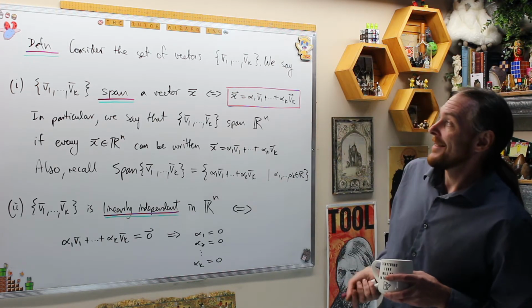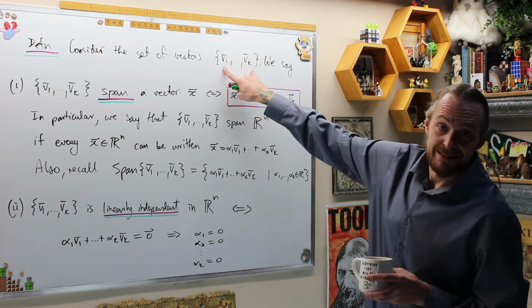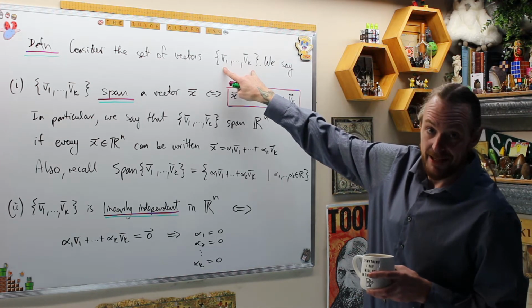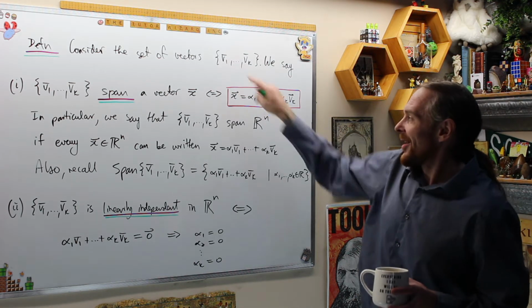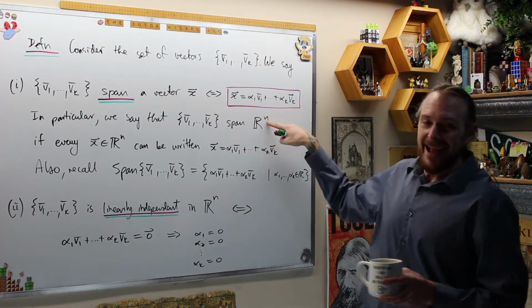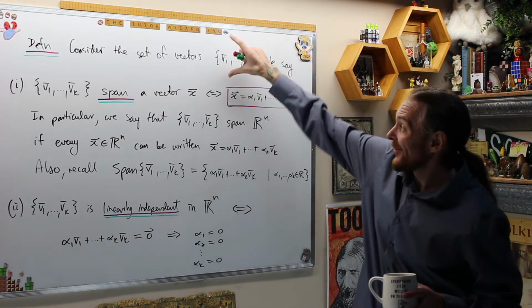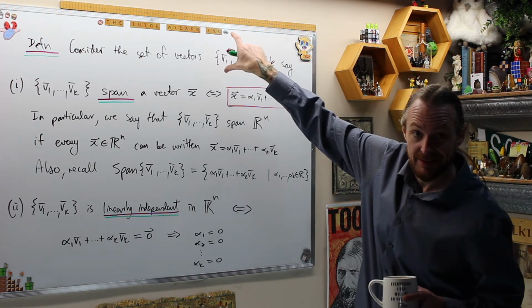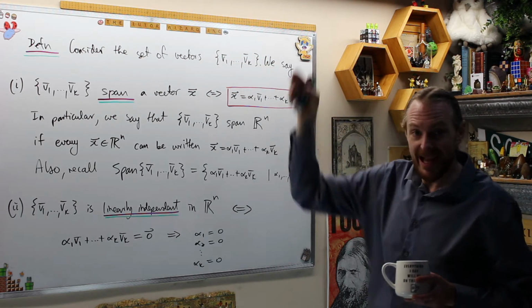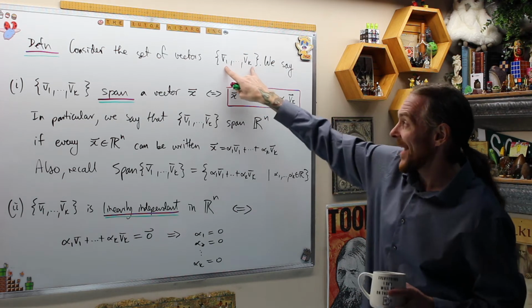Definition. Consider a set of vectors in dimension n. So, how do I know I'm in Rn? This n is the number of coordinates these guys all have. They're column vectors. If I'm in dimension n, that means they have n coordinates. But now I have k of them.